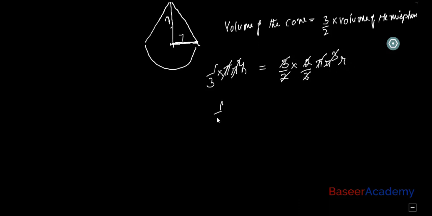Now what do I get on the left hand side? I get 1 by 3 h is equal to, everything else is cancelled out, I'm getting r, the value of r is 7. So the value of h is 7 into 3. 3 is dividing on the left hand side, so 3 will multiply on the right hand side. So the value of h is 21. So this value here is 21.